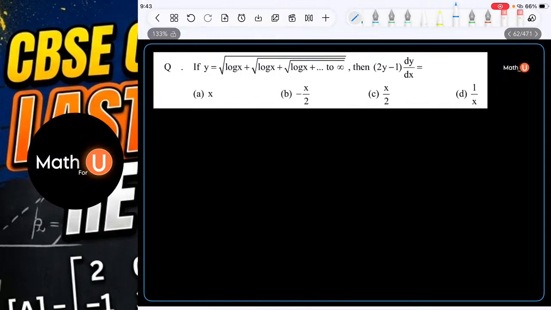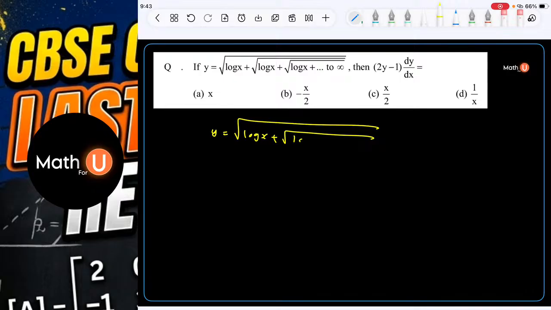Okay, next, this is an important question. See, y is equal to square root of log x plus square root of log x plus square root of log x plus and so on up to infinity.